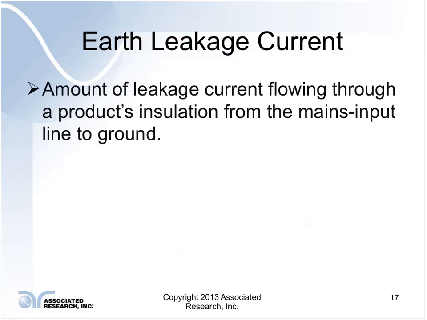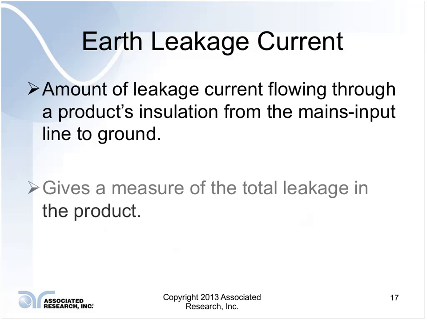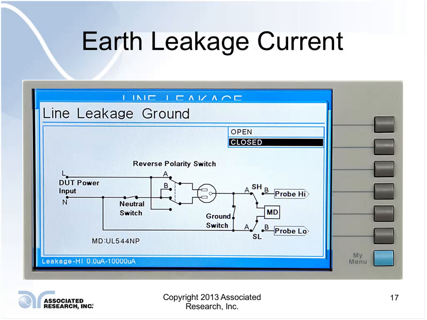So basically what the earth leakage current is, it's the amount of leakage current flowing through a product's insulation from the mains input line to ground. This one's important because basically it gives you a measure of the total leakage on the product. It's telling you how much leakage is flowing back to ground from your mains between those 2 points, and that's a pretty important number to have.